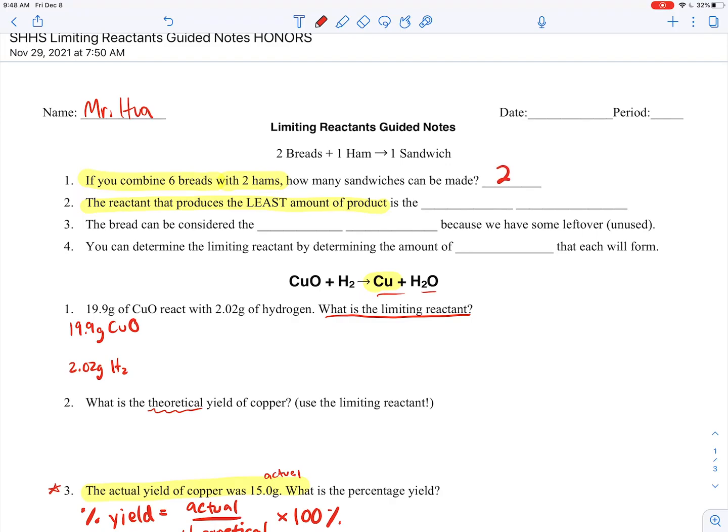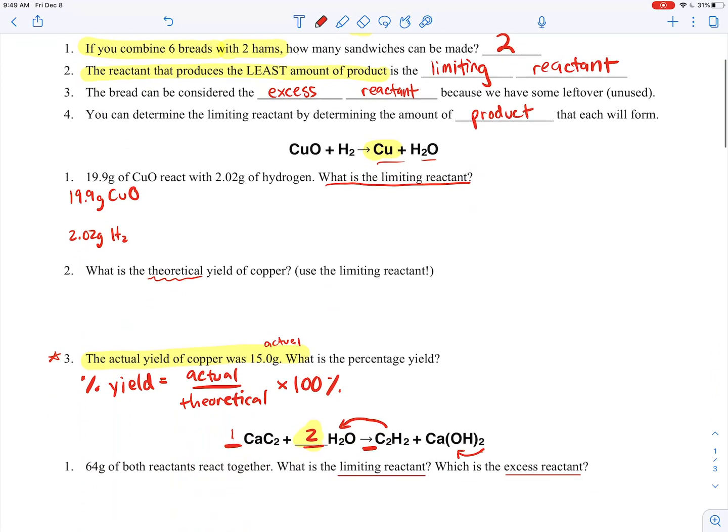The answer is 2. The reactant that produces the least amount of product is the limiting reactant. In this case, the limiting reactant is the ham, right? It limits how many sandwiches can be made. We have extra breads, so we're going to consider that the excess reactant. You can determine the limiting reactant by determining the amount of product that each will form.